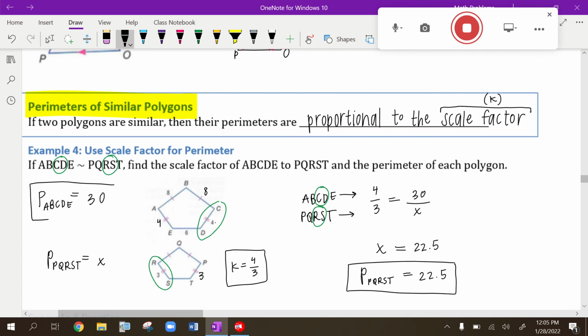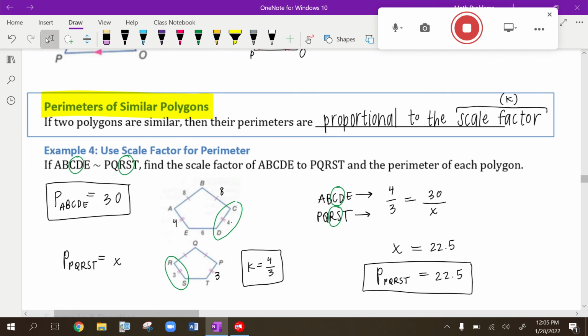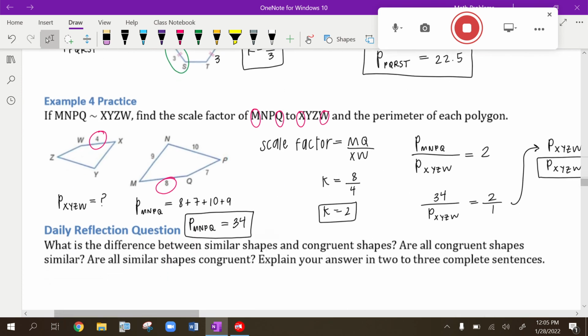Now I needed to find the perimeter of both shapes and the scale factor, so I know I'm finished. If they gave you units for this, you'll want to include that, but this one did not, so we can just leave our answers as 30 and 22.5. Go ahead and try the next one on your own.